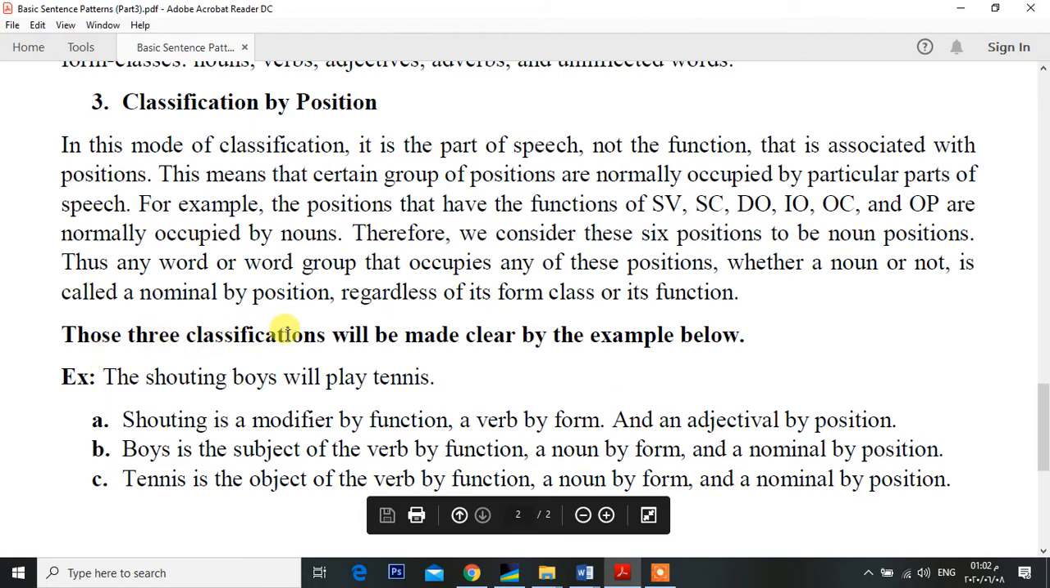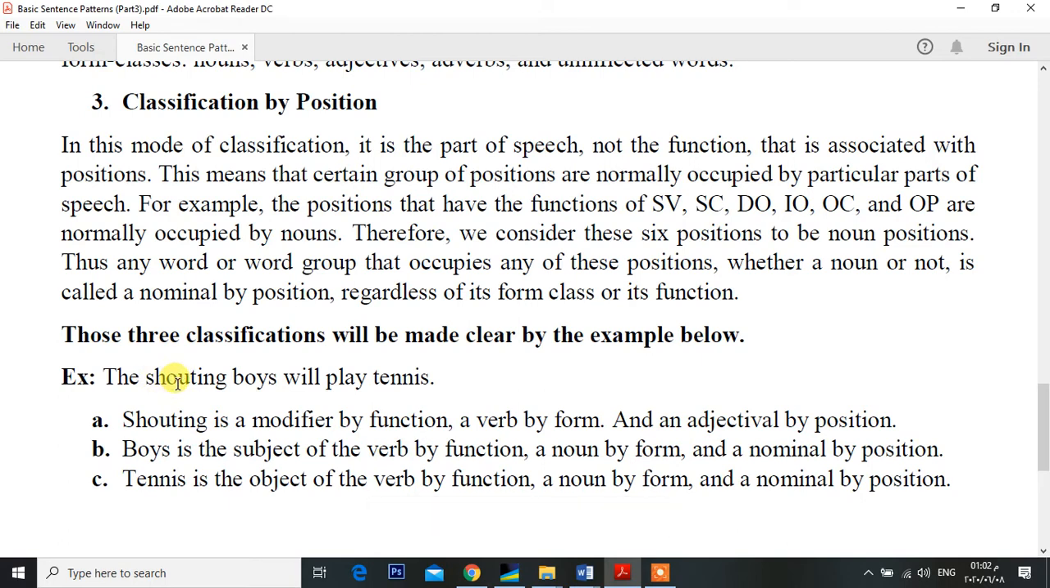These 3 classifications will be made clear by the example below. Let's see this example. The shouting boys will play tennis. Shouting is a modifier by function. A verb by form, its form is like a verb. So a verb by form and an adjectival by position. Shouting here has 3 classifications.